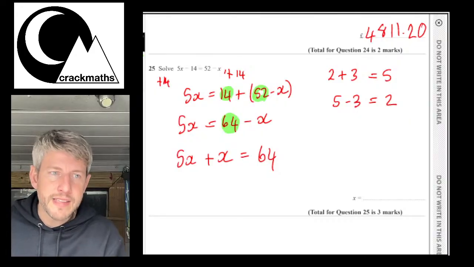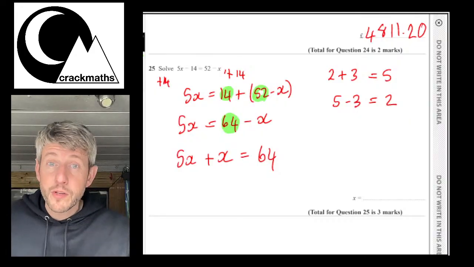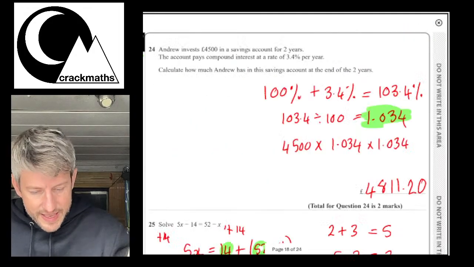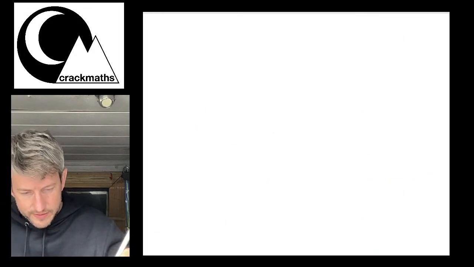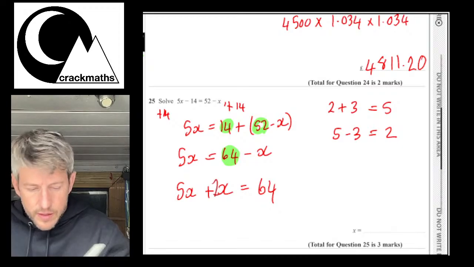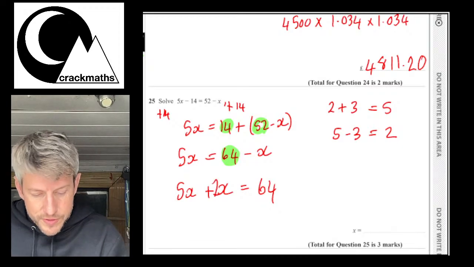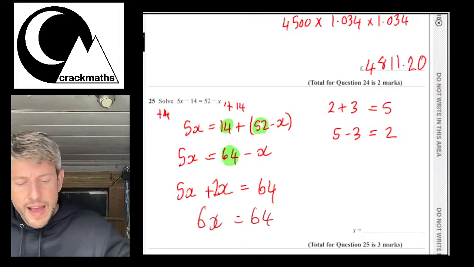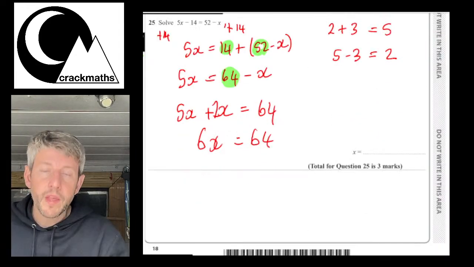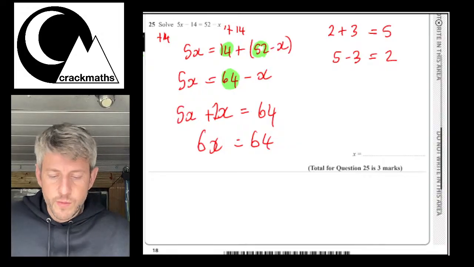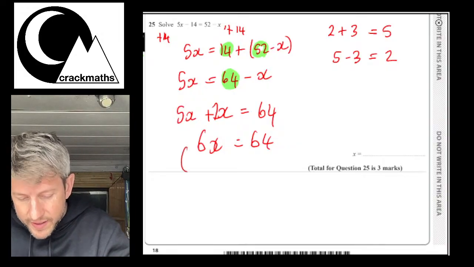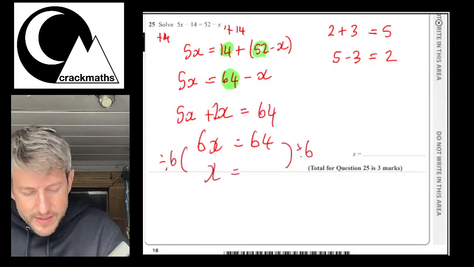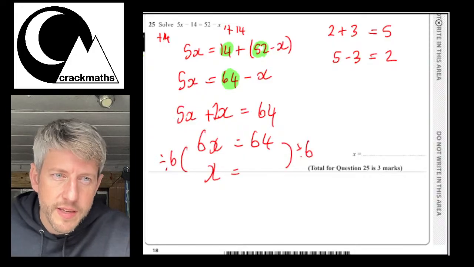Right, now 5x and x can be combined because they're the same kind of thing. Actually, this x here is like 1x. So I'm going to combine these two together. That's going to give us 6x equals 64. And now this is like direct proportion. We've got 6x equals 64. We want 1x, so we've got to divide both sides by 6. So x equals 64 divided by 6.